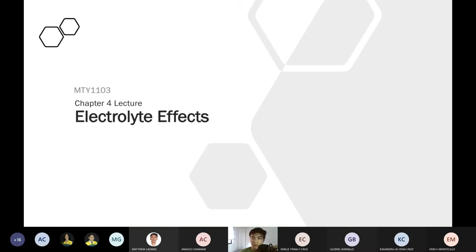Okay, so let's start our discussion. So this is about the electrolyte effects, no? So last time, we were able to cover a brief idea about the common ion effect. What the common ion effect is all about is, kapag meron ka daw ions that are common to your equilibrium system, that means the system will be shifted to the left, no?